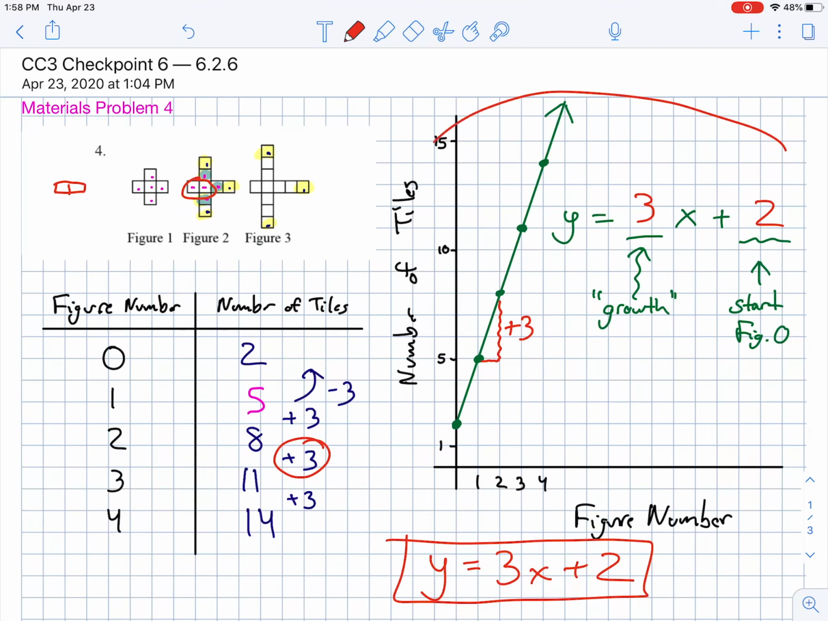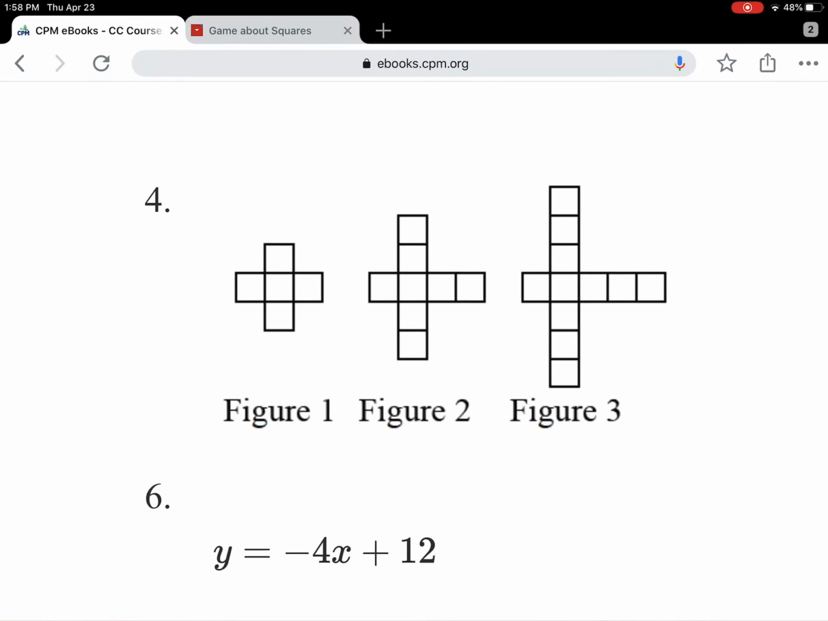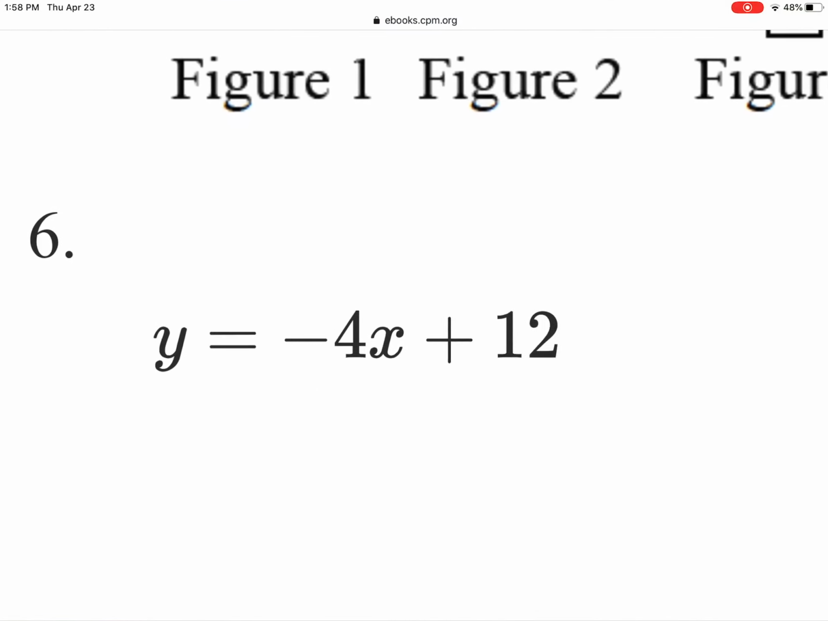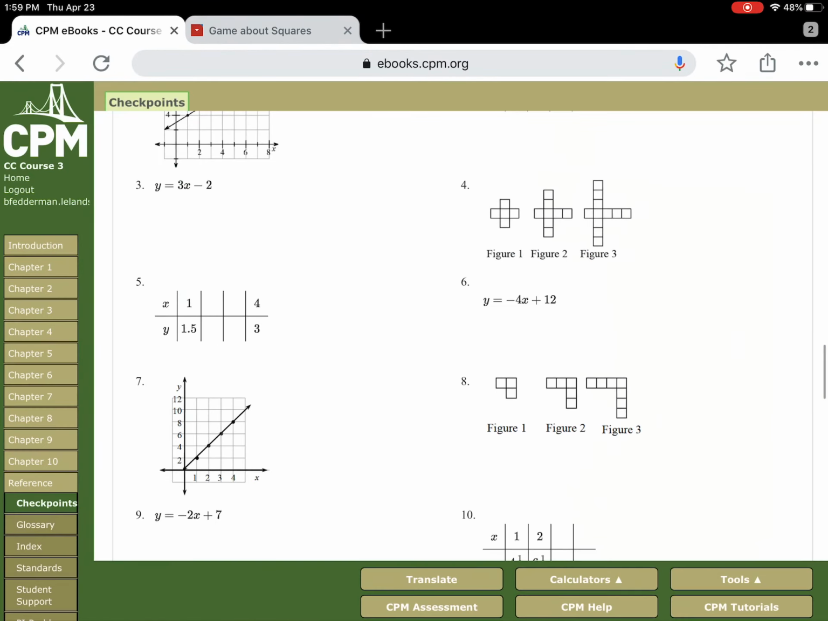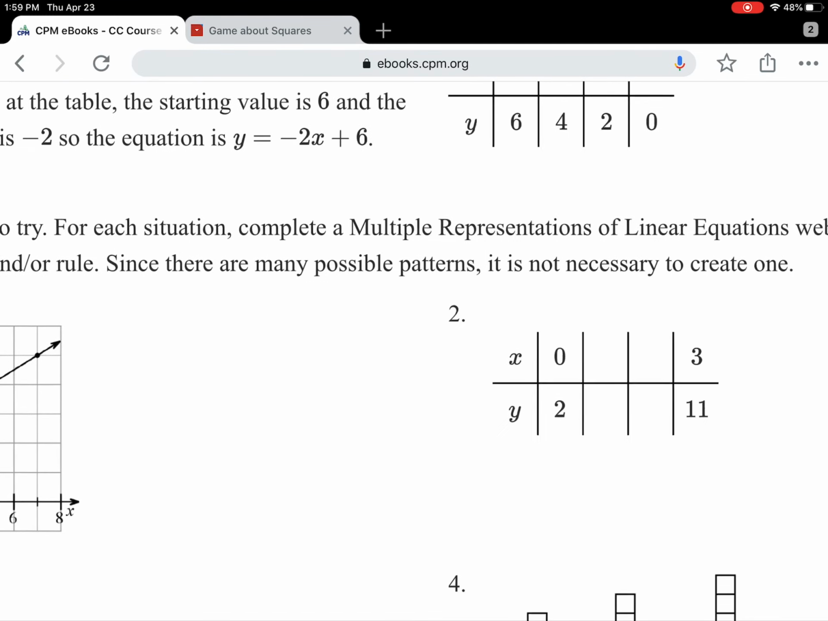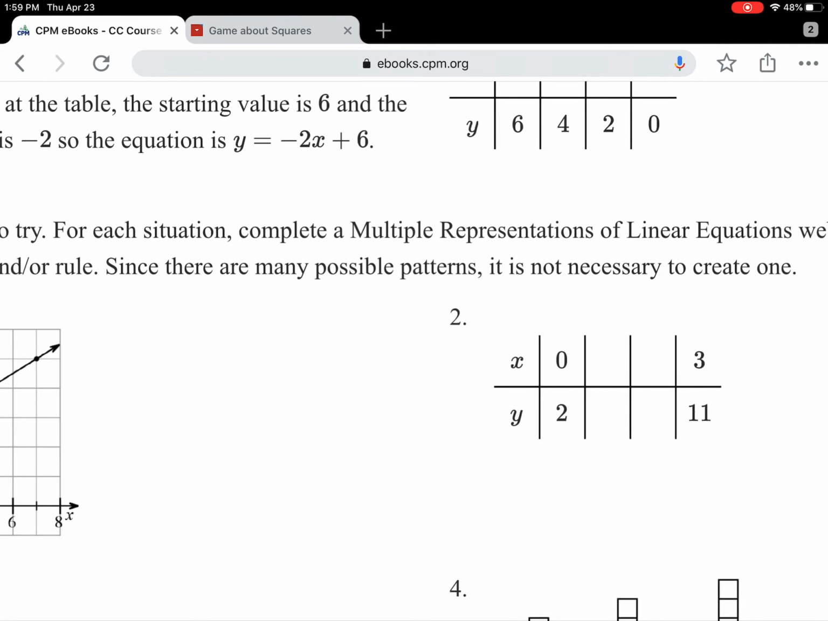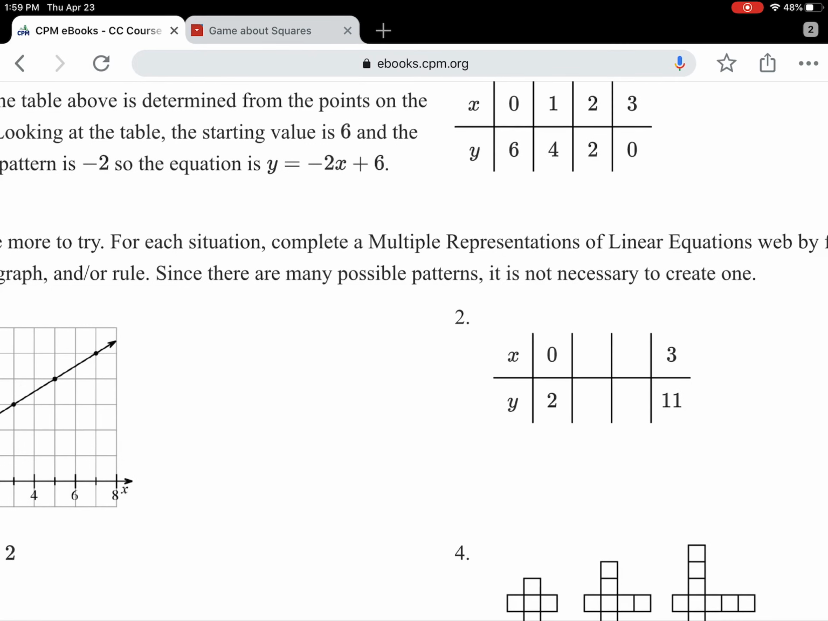The equation, the graph, and a table. Notice the checkpoint instructions say if you start with a tile figure, you need to make the other 3. If you start with, say, an equation, like in number 6, you need to make the other representations. Important note, though, since there are many possible patterns, it is not necessary to create a tile pattern. So you don't have to come up with what these tile patterns would actually look like.